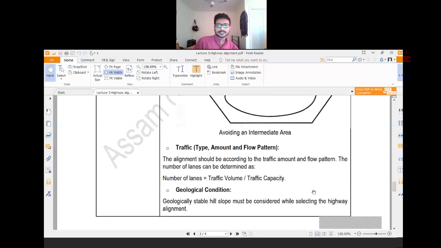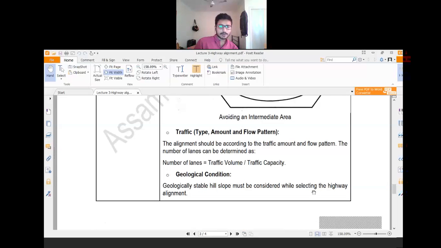Then the alignment should be according to the traffic amount and flow pattern. Okay, so based on the traffic, meaning the road users. Okay, that is the different types of vehicles, pedestrians, etc. So based on the traffic condition, you have to decide the width of the road. Okay, whether there will be any lane division and other things. So all these physical characteristics of the road will be decided upon the traffic conditions and flow pattern.